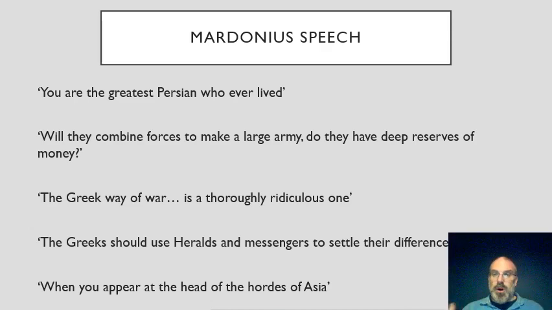Mardonius then starts to mock the Greeks. Will they combine forces to make a large army? Do they have deep reserves of money?